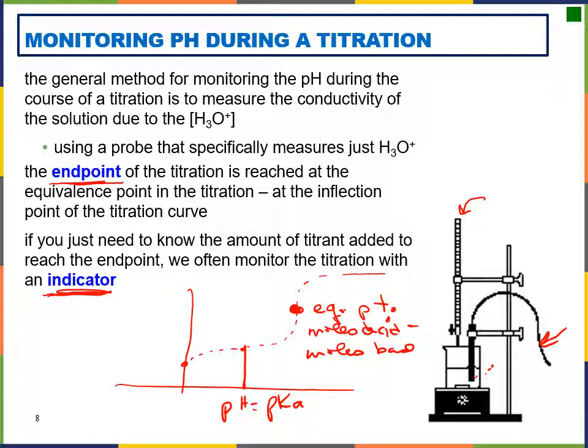Frequently, it's a little high or low, but nonetheless, we use a visual indicator, just put a solution in that changes color with pH to figure out what the end of this reaction is going to be, what our endpoint is.